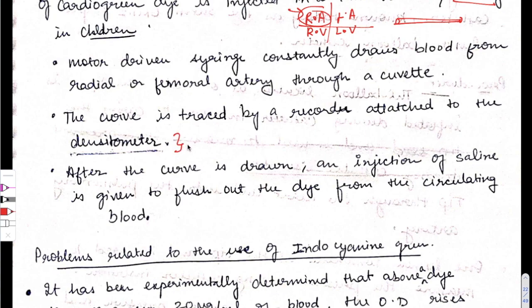Densitometer mainly measures the densities. After the curve is drawn, an injection of saline, the normal NaCl solution, is given to flush out the dye from the circulating blood. Like we covered in the previous topic, the curve is like this.